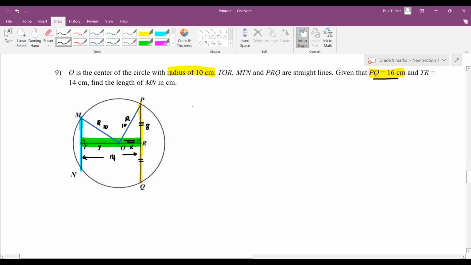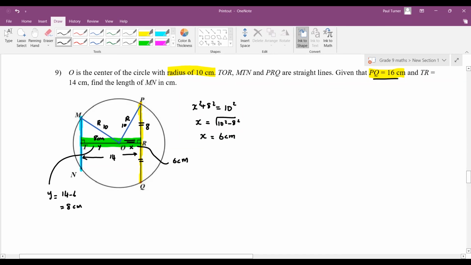So OR is X, so we'll have X squared plus H squared is 10 squared. So X will be the square root of 10 squared minus H squared. So X will give you 6 cm. Okay, so this length here is 6 cm. And by subtraction then, Y would be 14 minus 6, wouldn't it? Which will give you 8 cm for Y.